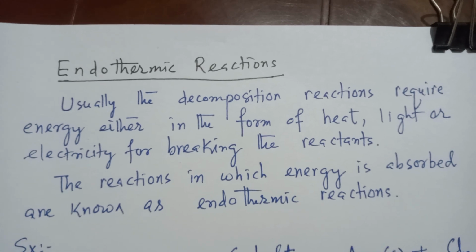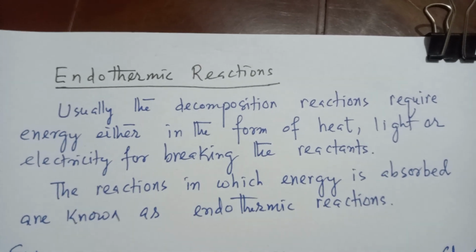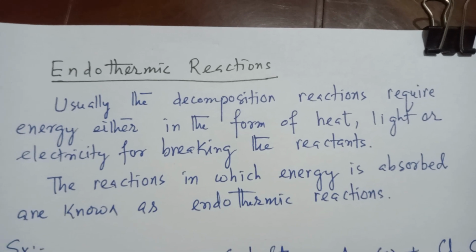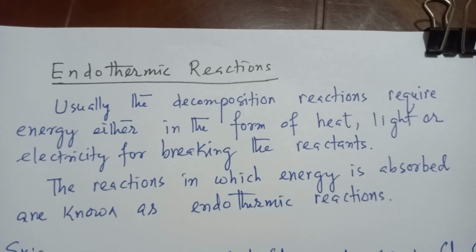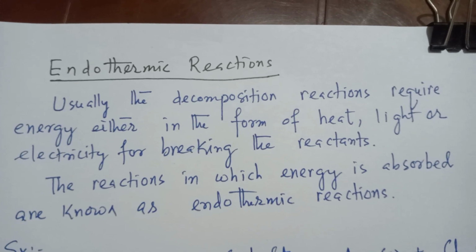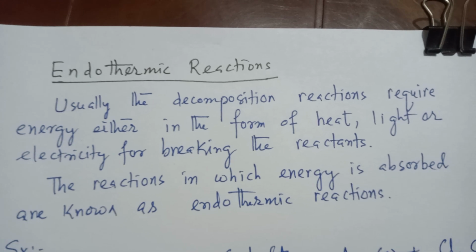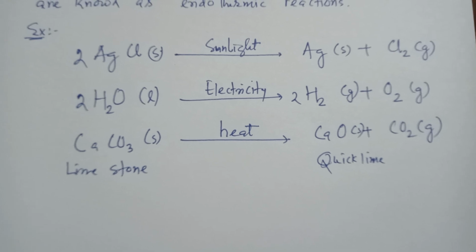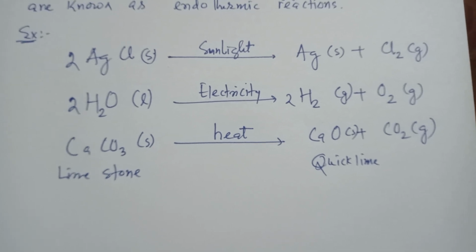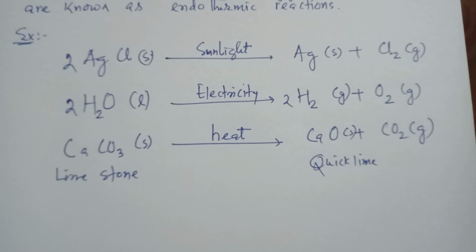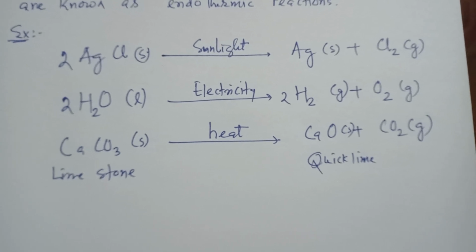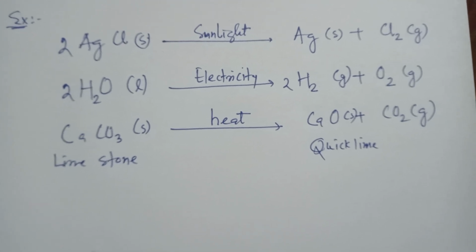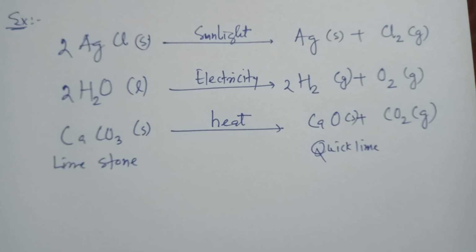Coming to the endothermic reactions, usually the decomposition reactions require energy either in the form of heat, light or electricity for breaking the reactants. The reactions in which energy is absorbed are called endothermic reactions. Coming to the examples, we have already seen that silver chloride requires sunlight to break into silver and chlorine gas. Similarly, water, when electricity is passed through it, gives rise to hydrogen and oxygen.